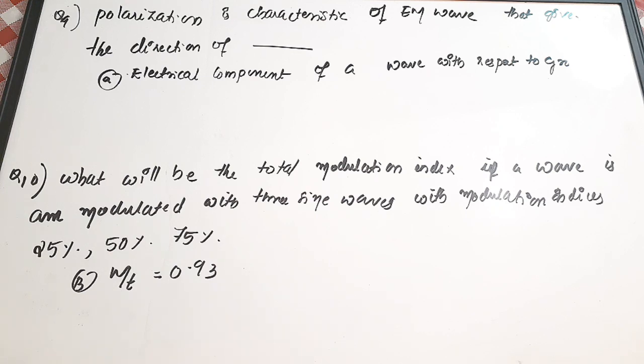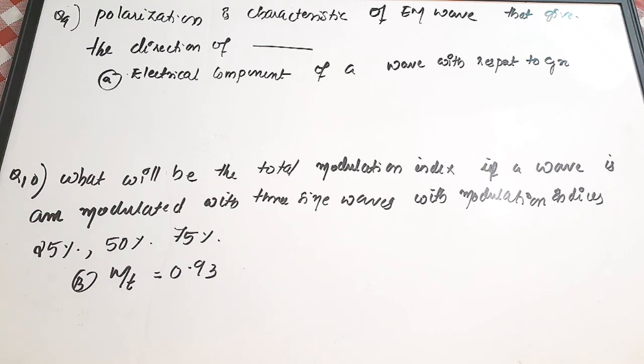We say that the wave is circularly, linearly or elliptically polarized based on the direction of orientation of the electric field component. It is not the magnetic field component or any other component. It is the electric field component. Based on its orientation, we say that the wave is linearly, circularly or elliptically polarized.